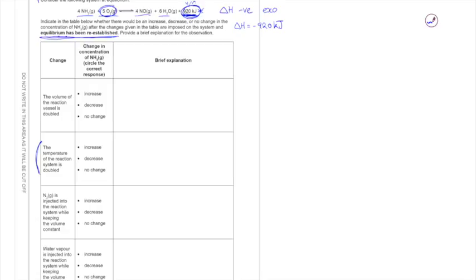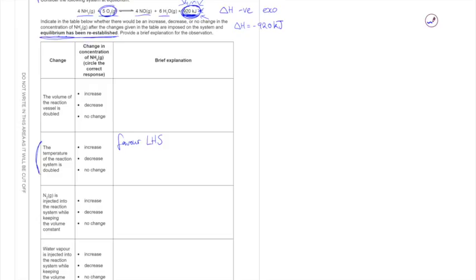So if the temperature of the reaction system is doubled, that means that there's going to be more energy input into the system. And because there's energy on the right-hand side, because there's energy in the products, that means that it's going to favor the left-hand side of the equation. I just write that as shorthand as LHS. And I'm favoring the left-hand side. Okay, awesome. Now let's just double check what the question is asking.